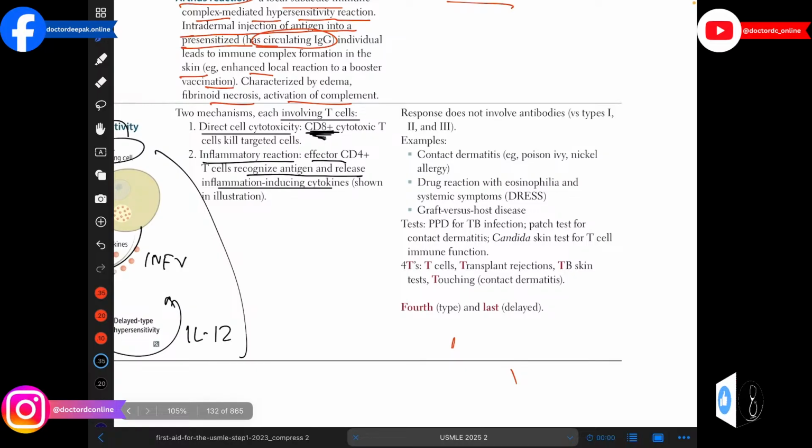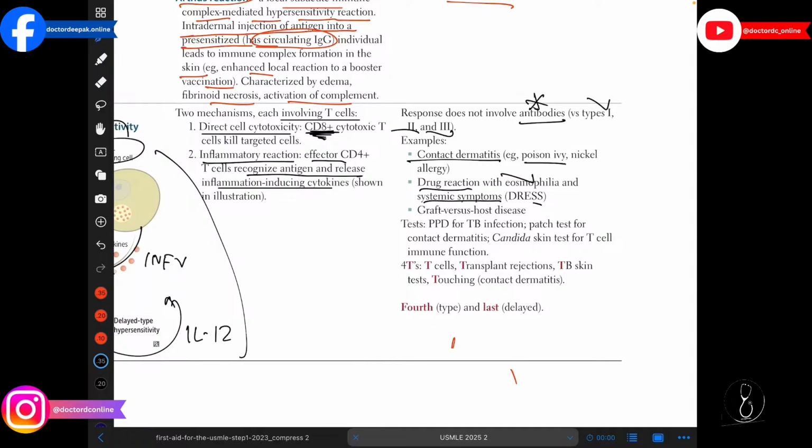These responses do not involve antibodies, as antibodies are used in types 1, 2, and 3. The examples are contact dermatitis like poison ivy, nickel allergy, drug reaction with eosinophilia and systemic symptoms (DRESS), and graft versus host disease. We also do the PPD test for tuberculosis infection, the patch test for contact dermatitis, and the candida skin test for T-cell immune function.